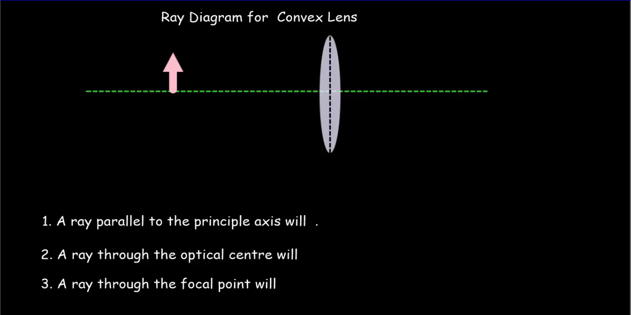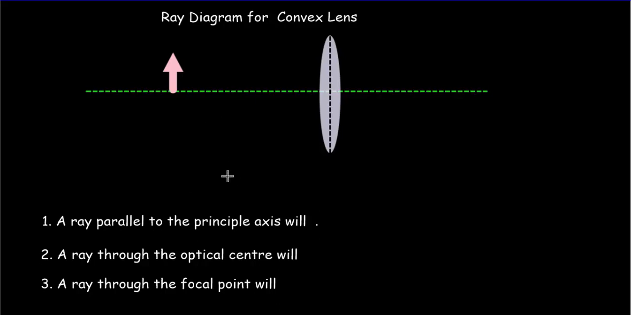So let's try to do a ray diagram for a convex lens. Once again, we're going to have three simple ray rules that we're going to use to do these ray diagrams. It's exactly going to parallel what we did for the mirrors. The big difference between mirrors and lenses: light bounces off mirrors, whereas light passes through lenses.